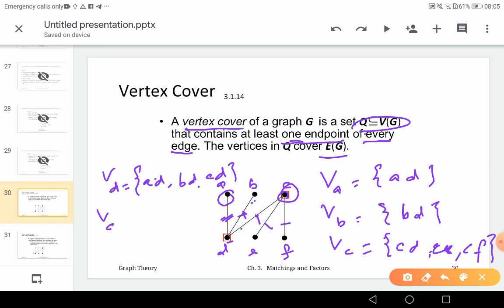What about vertex E? Vertex E covers what? I left it for you to find what is covered by vertex E and vertex F. I hope you have understood these parts.